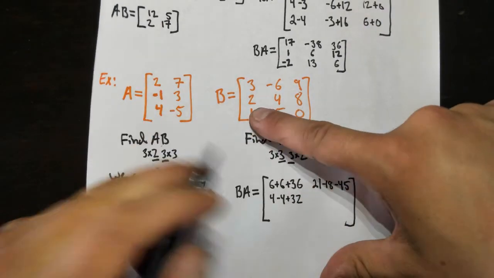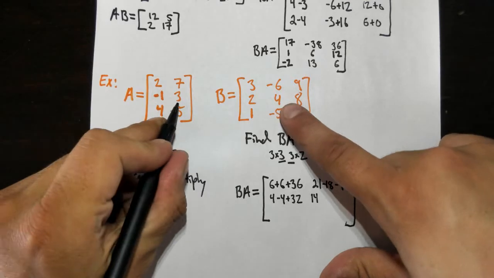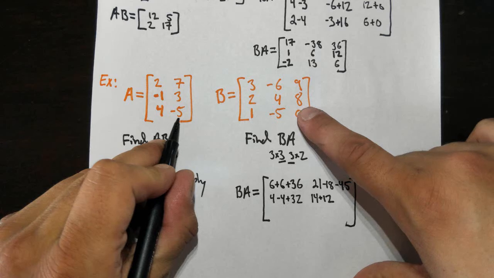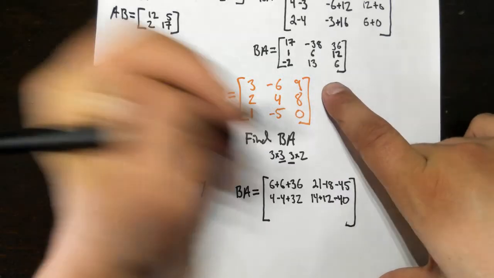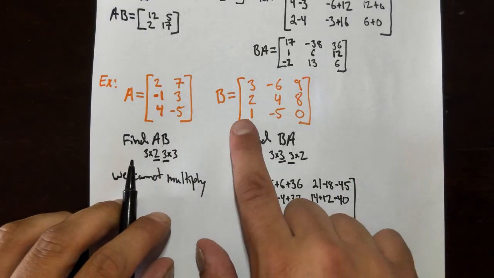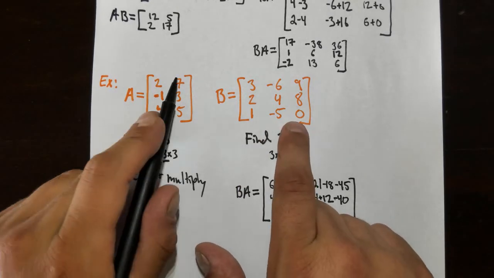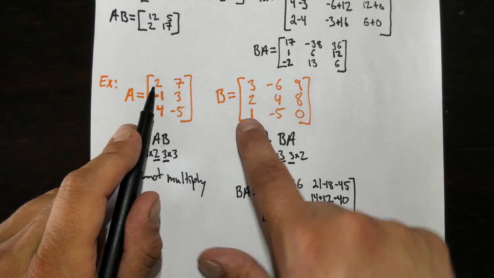So 2 times 7 is 14. 4 times 3 is 12. And negative 5 times 8 is negative 40. Awesome. Now do the same thing with the bottom row. So we're going to multiply the bottom row by the first column, and then the bottom row by the second column. So 2 times 1 is 2.